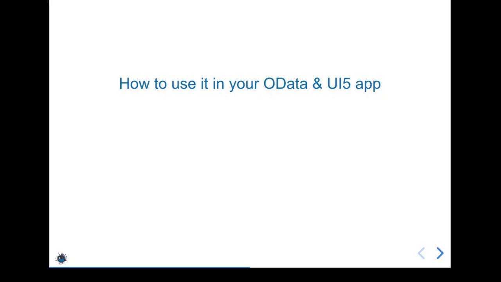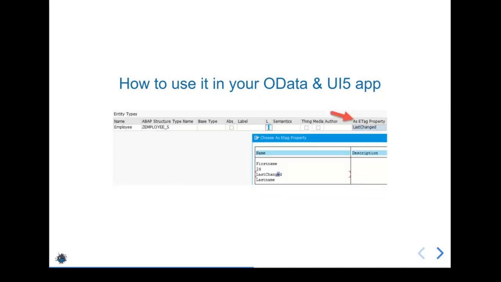So how to use it in an OData UI5 app? It's very simple. You have the OData service SEGW project. Go there and add an ETAG property for the entity. Here I added last changed. It can be any changed time, and you can also do it manually using code-based implementation, because usually the changed-on field will not be a timestamp, it will be time or date, and there will be no mixture of both time and date.